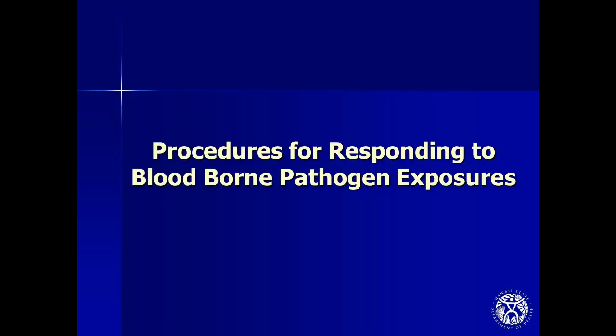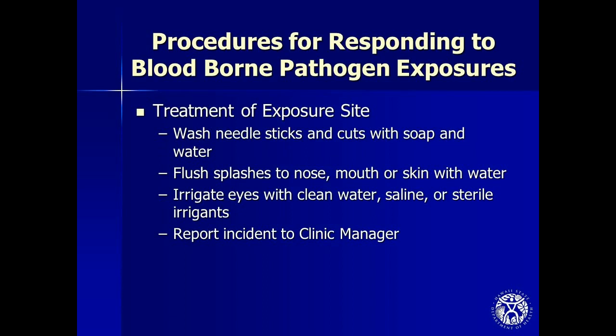Now we will review the procedures for responding to bloodborne pathogen exposures. If a person is exposed to bloodborne pathogens at a school-located influenza immunization clinic, treat the exposure site immediately. Wash needle sticks and cuts with soap and water. Flush splashes to the nose, mouth, or skin with water. Irrigate eyes with clean water, saline, or sterile irrigants. Report any bloodborne pathogen exposure to the clinic manager.